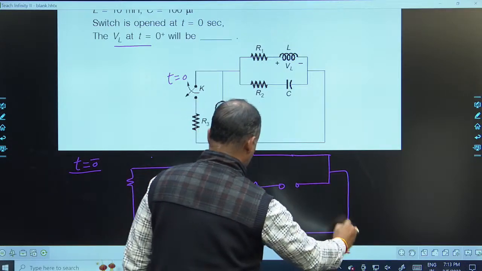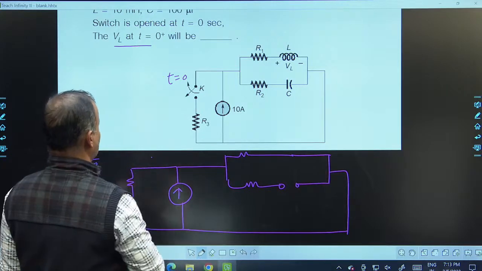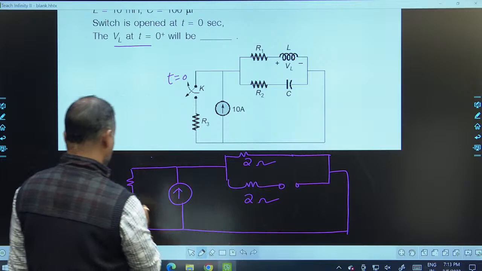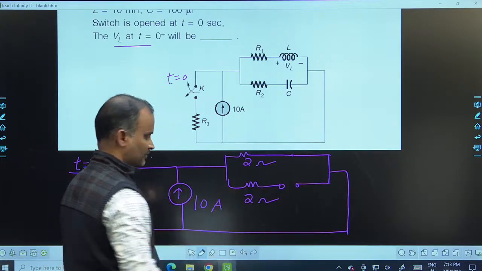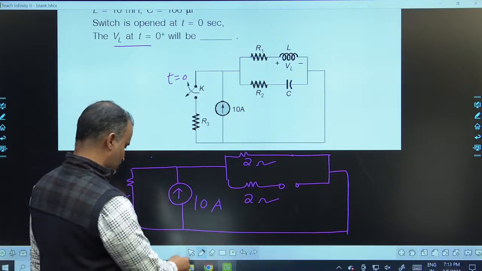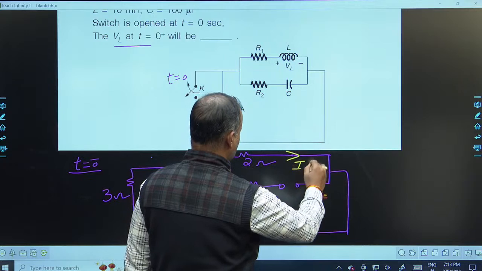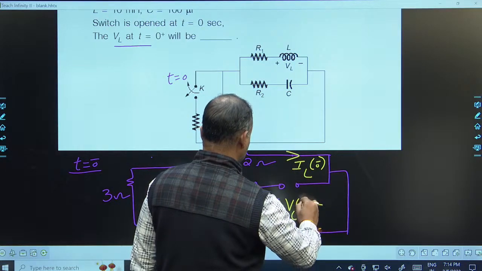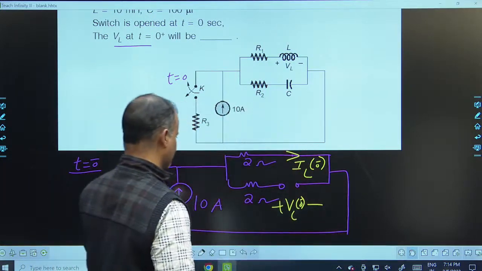In the data itself, resistance values are given. One resistance is 2 ohms, this one is also 2 ohms, and the source is 10 amperes. Now from this, let us find the initial values. For the inductor, focus on the current. For the capacitor, concentrate on the voltage.